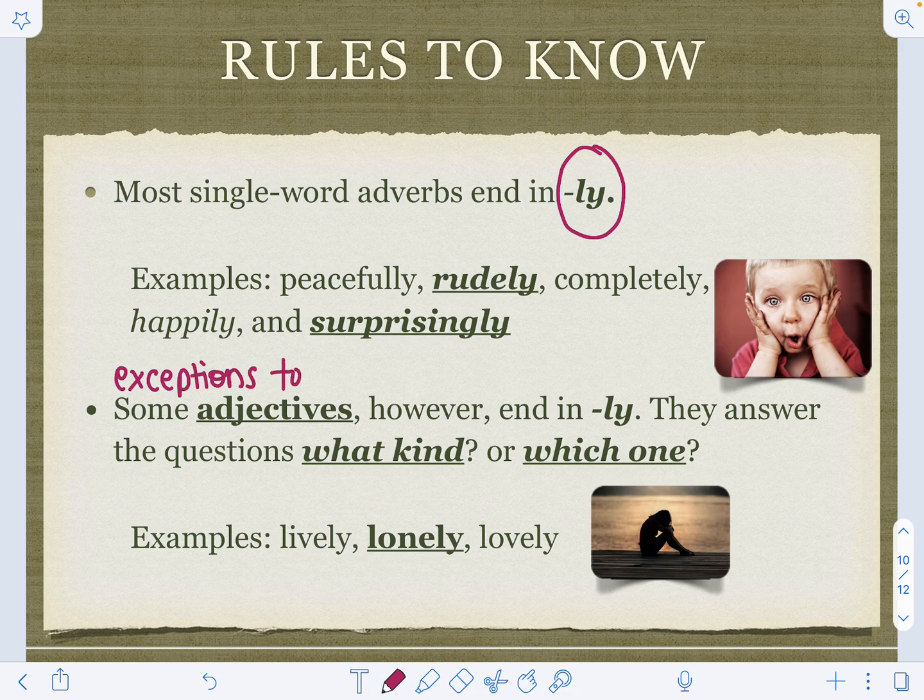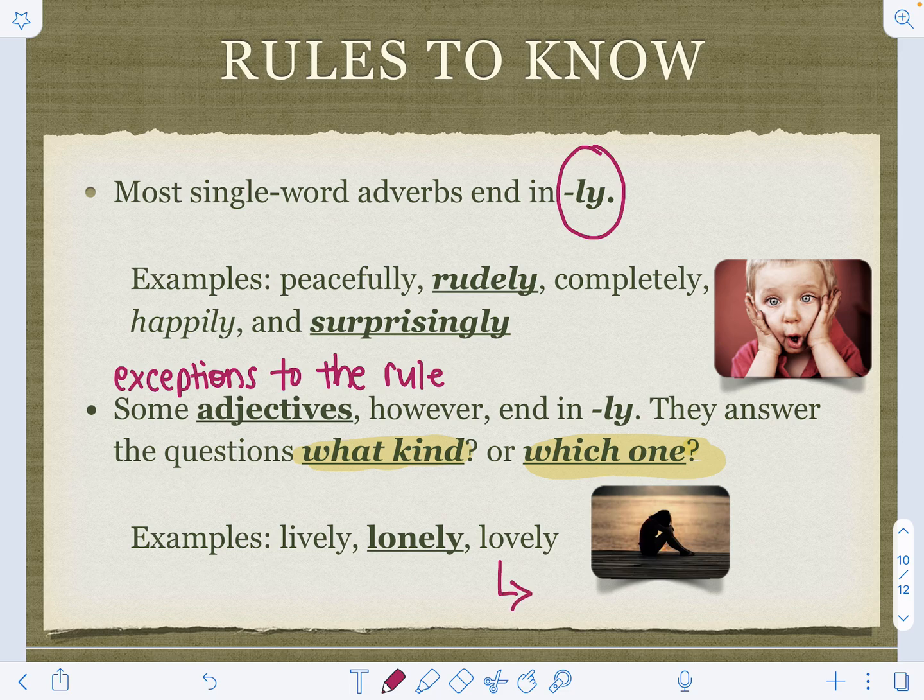So for example, when you're a little kid in elementary, this is the simplest way to explain adverbs. But of course, as we get older and we learn that there are different parts of speech, that ly rule doesn't always apply. So for example, some adjectives end in ly. They answer the questions what kind or which one. So if you're not sure, ask these questions. If it answers it, it's most likely an adjective. Lively, lonely, and lovely are examples.